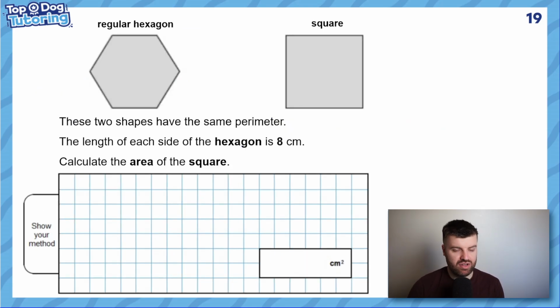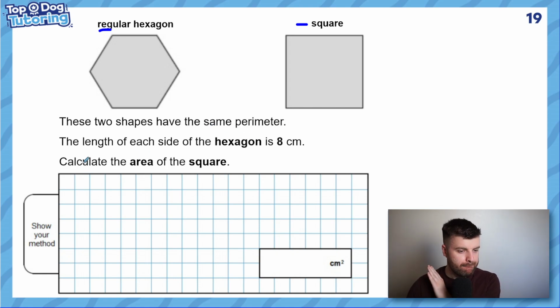This is the last one we're going to do together, but like I said, stick around because we've got another question after. You can have a go yourself. Regular hexagon, square. Please, you've noticed something. It's telling you things that it wants to give you a hint for. A regular shape has the same length sides. A square has the same length sides. That's going to be key information to solve this.